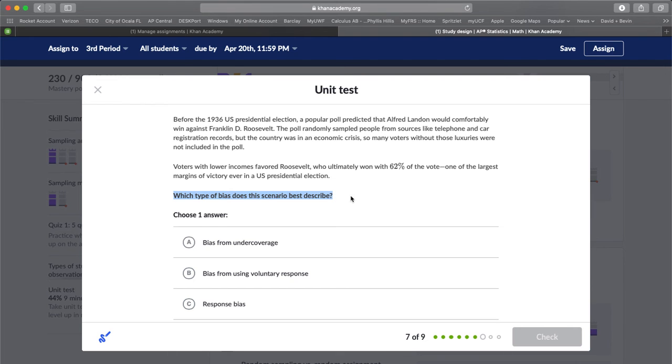All right, up next, what bias do we have here? So there's a lot of words here. Let me read this.